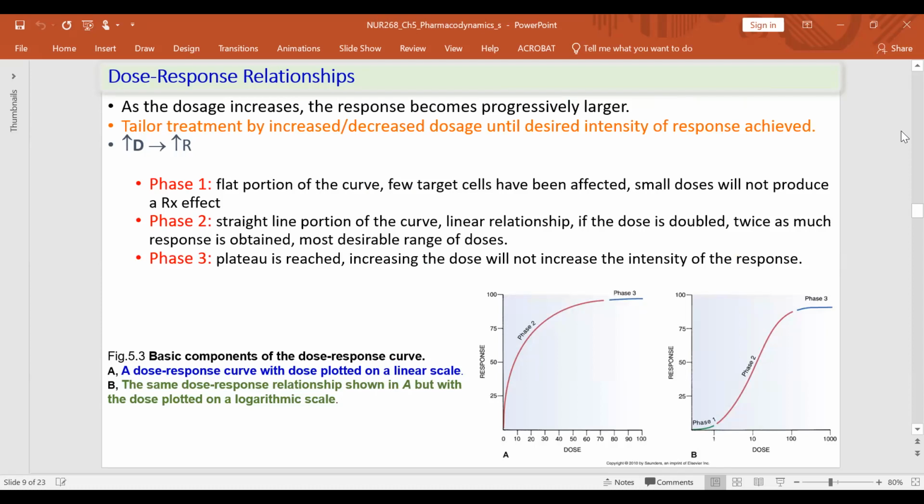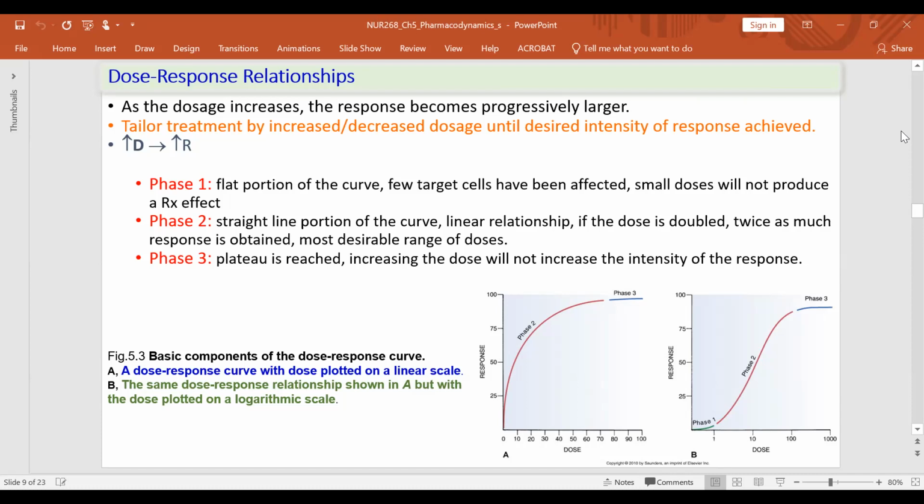So as the dosage increases, the response becomes progressively larger. The dose response relationship is graded: an increase in dose will result in an increase in response. There are three distinctive phases of a drug response curve that indicate the essential pharmacodynamic principles.